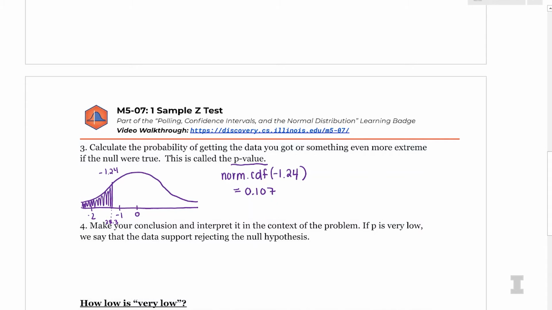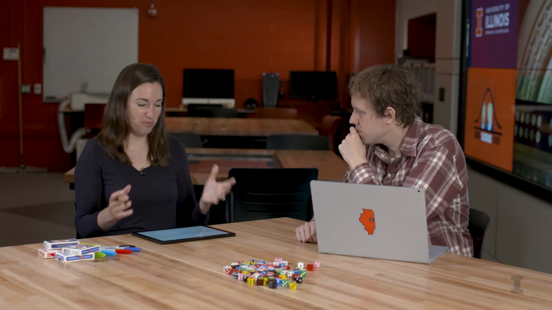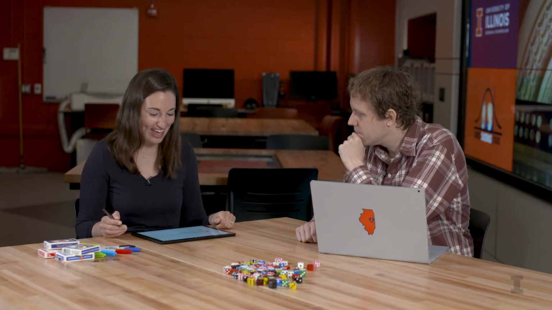0.107. So that is my p-value. In other words, that is this area of the left-hand tail. And it's important to note that here we did have a negative z-score. If we had a positive z-score, the area would be the right tail. So the p-value is easy to remember, always the tails. You don't have to think above or below or anything like that.